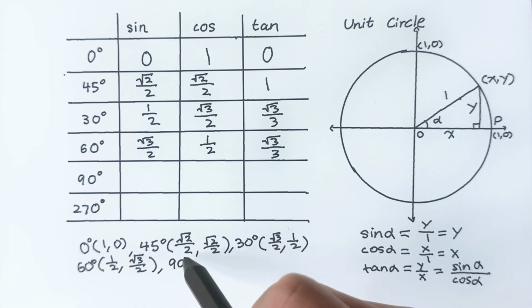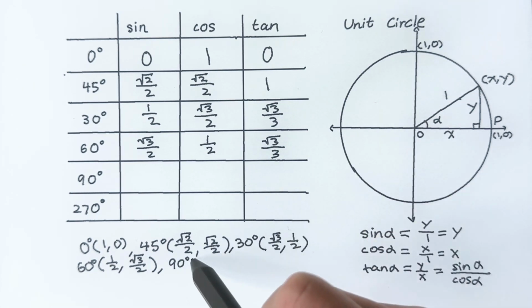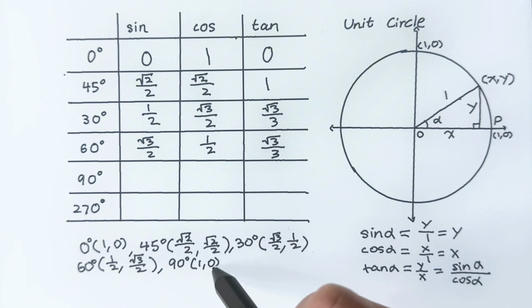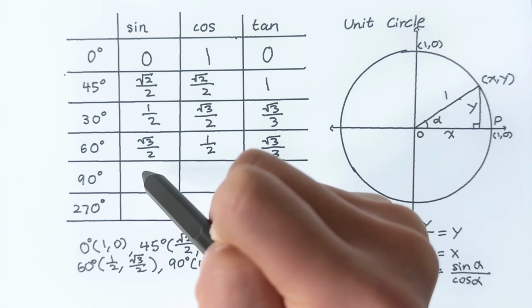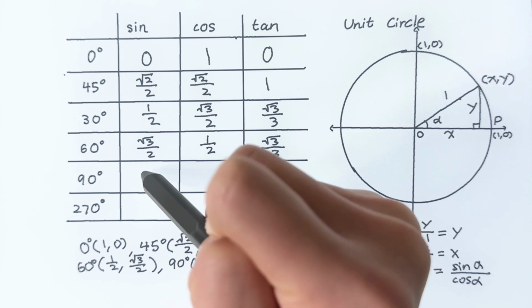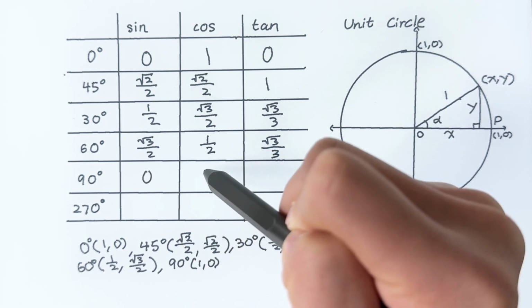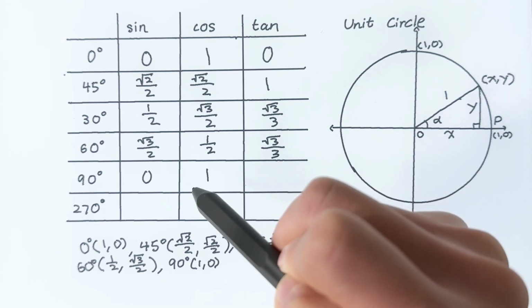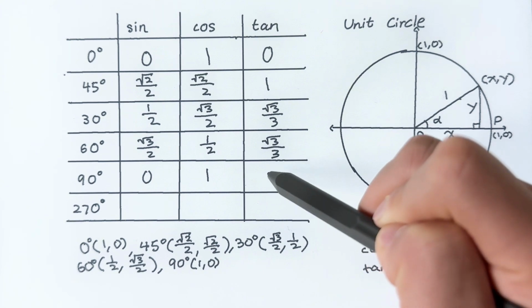For 90 degrees, it will overlap with the y-axis, which is 1, 0. So sine will equal 0. The cosine equals 1. So then the tangent is 0 over 1, which is 0.